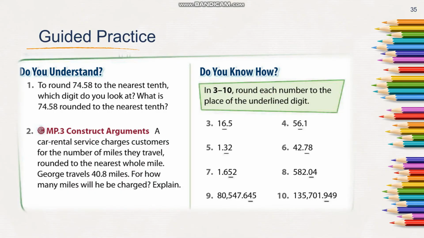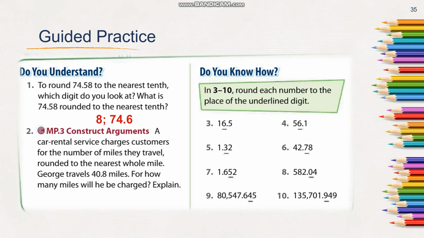Let's answer the following questions. Round 74 and 58 hundredths to the nearest tenths. Which digit do you look at? And what is 74 and 58 hundredths rounded to the nearest tenths? So the answer is A. So the digit that you're going to look at is the digit 8. And the answer is 74 and 6 tenths.